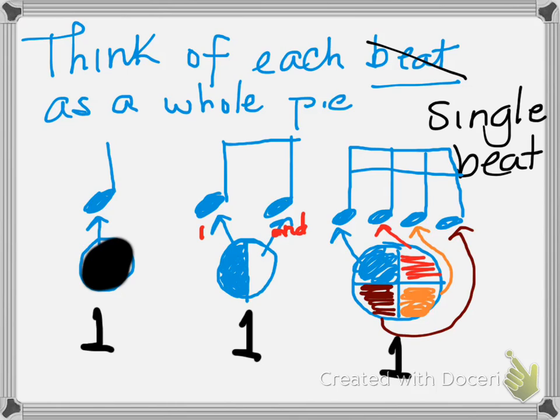Your 16th notes, all four of them take up one whole pie. Because the 16th note is 1/4 of a beat. So all four of them together equals to the one beat that you see here. And we usually count these as one, e, and, a.